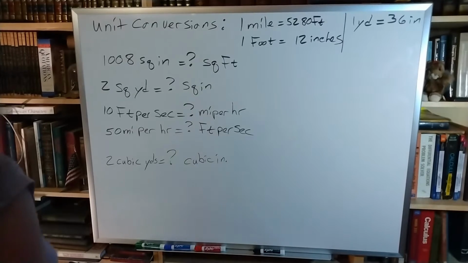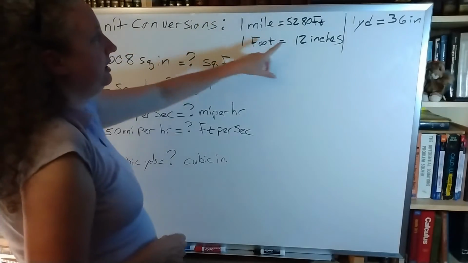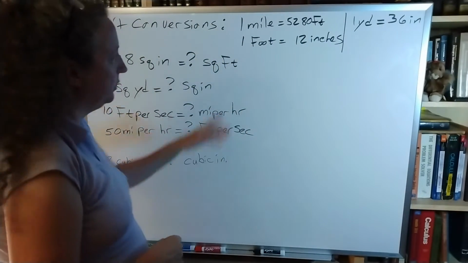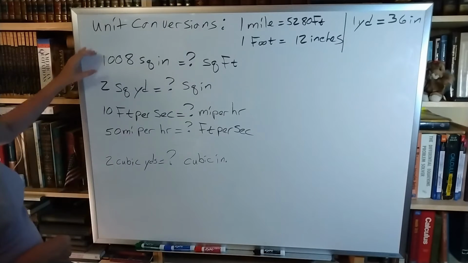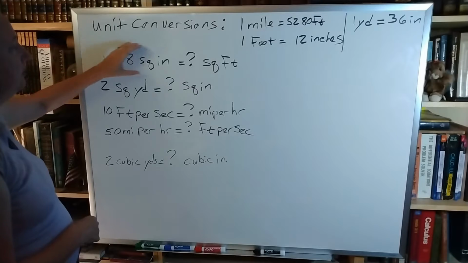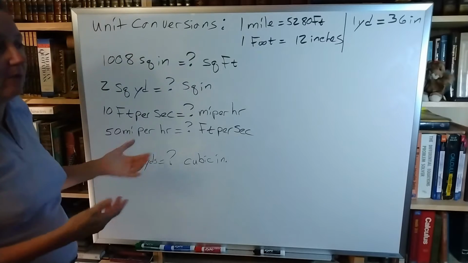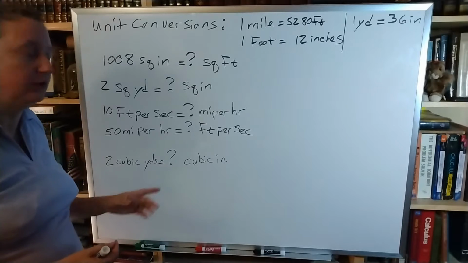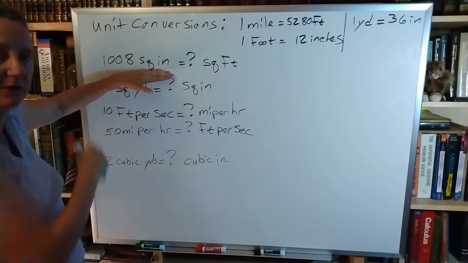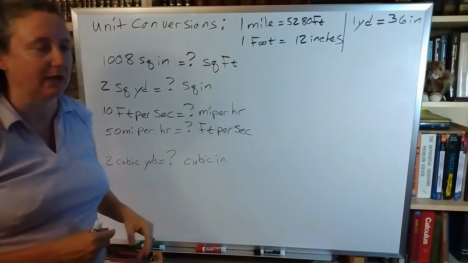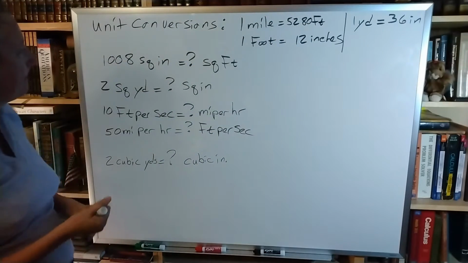Unit conversions. I'm including these so that you don't have to look them up on Google or Yahoo or wherever. So we are trying to convert 1,008 square inches into how many square feet? So what you need to do is set this up as a fraction, and then insert another fraction, whichever one of those you need.